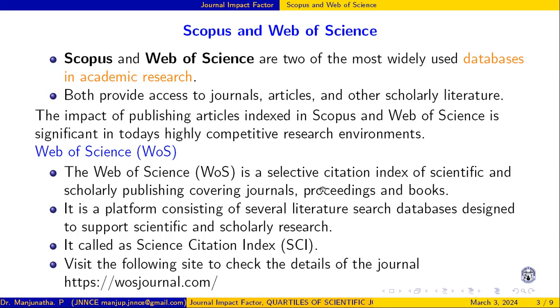The Web of Science is a selective citation index of scientific and scholarly publishing covering journals, proceedings, and books. It is a platform consisting of several literature search databases designed to support scientific and scholarly research. Usually it is called SCI, the Science Citation Index. To check the details, we will go to the following website, Web of Science, so that we can check which journals are indexed.